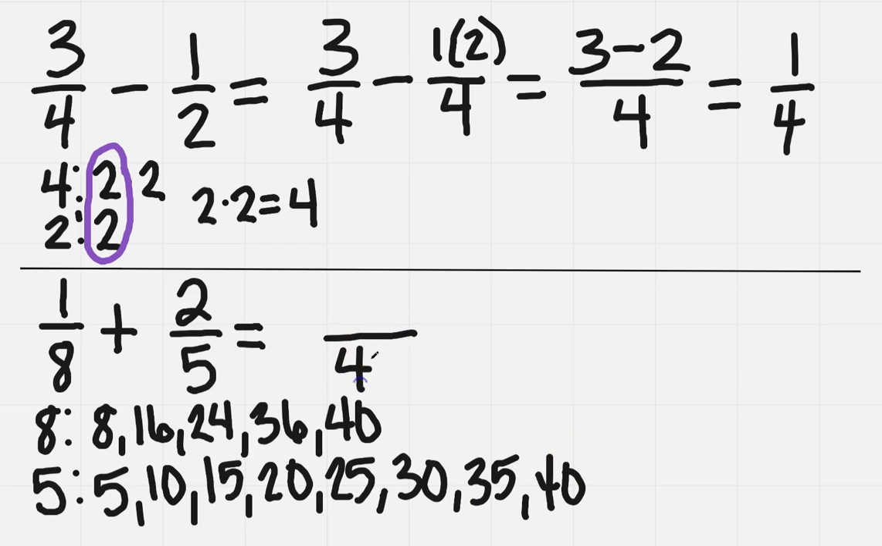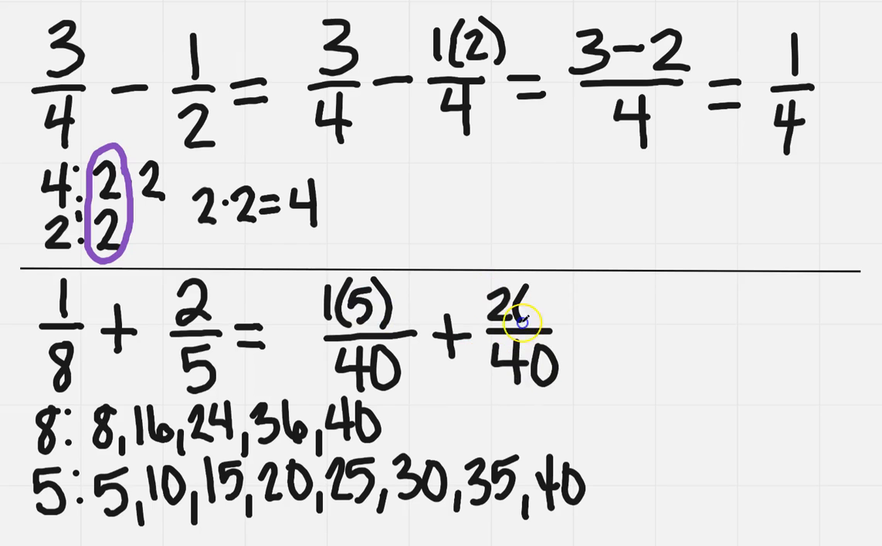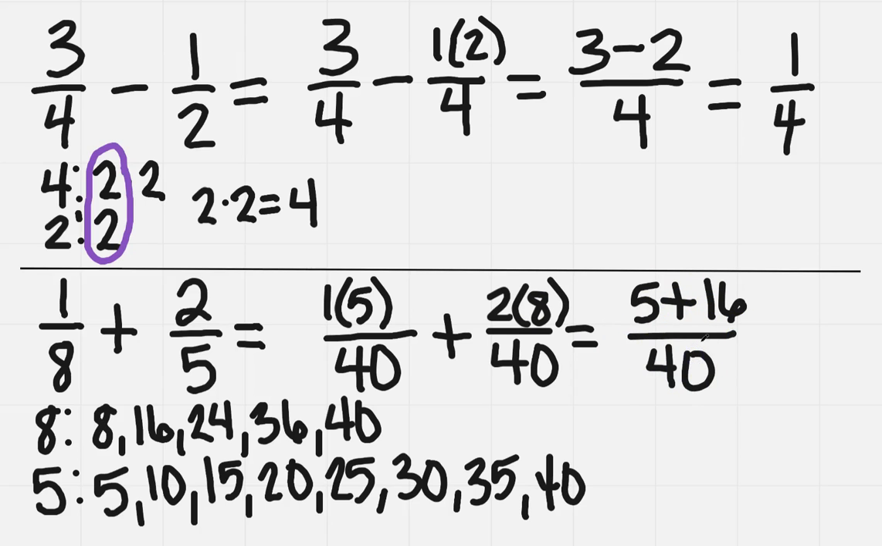So this time, I've got 40, and I've got 40. So 8 times what was 40? Well, 8 times 5. And 5 times what is 40? 8. So 2 times 8. So I'm going to have 5 plus 16 over 40. And 5 plus 16 is 21 over 40.